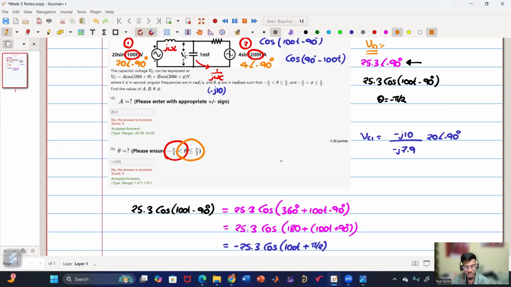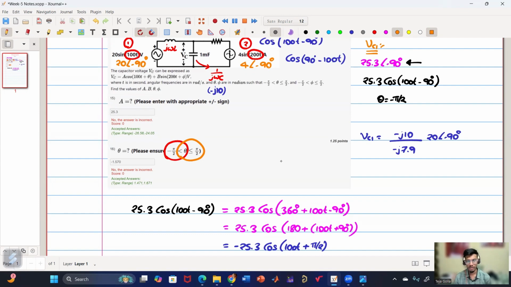Yes, sir. Thank you. Okay. So others, did you get it? What he was asking, and what was our discussion? He got 25.3 cos 100t minus 90 degrees. So according to him, A will be 25.3 and theta will be minus pi by 2. But they have said that please ensure that theta is greater than minus 90 degrees. So we have to write it in a different way.